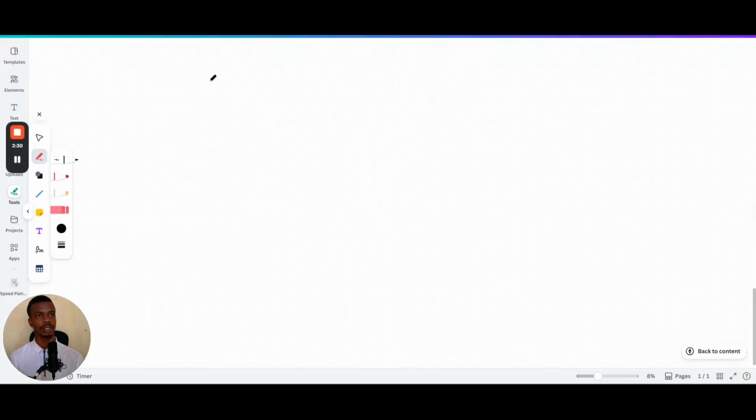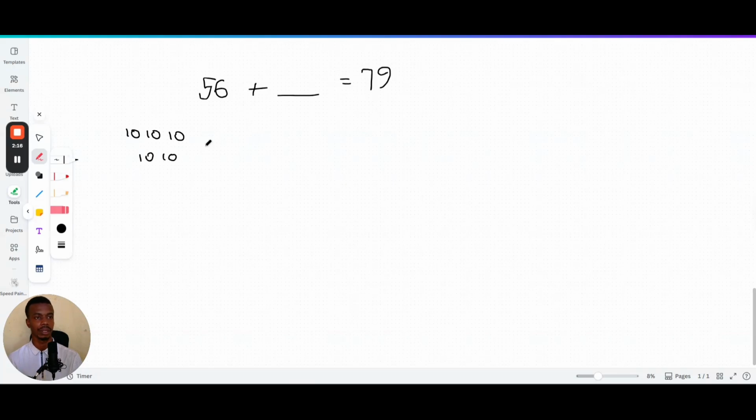If we are solving for this, 56 plus something is 79. The principle still remains the same. 5 tens here and 6 ones here. And here you have 7 tens and 9 ones. Let's see how we can account for everything.